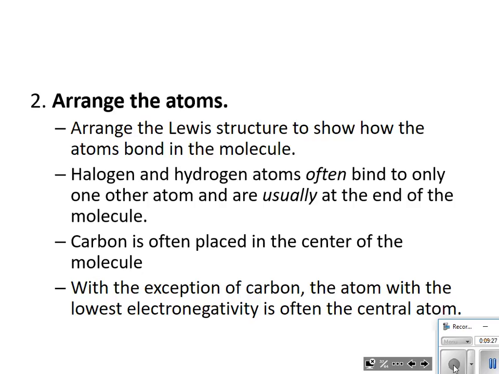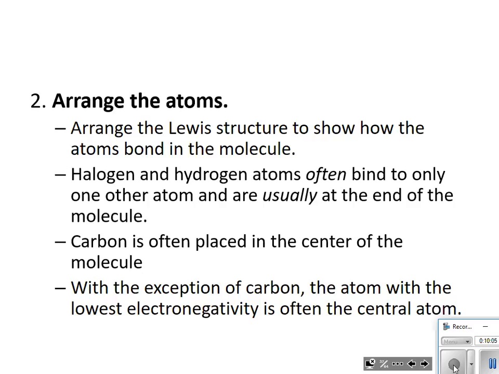Halogens and hydrogen. Halogens and hydrogen atoms often bind only to one other atom. So they are usually at the end of the molecule or on the outside, so to speak. Remember that these halogens and hydrogen only have one electron missing from filling their outermost octet. So they're only going to want to bond with one other atom.